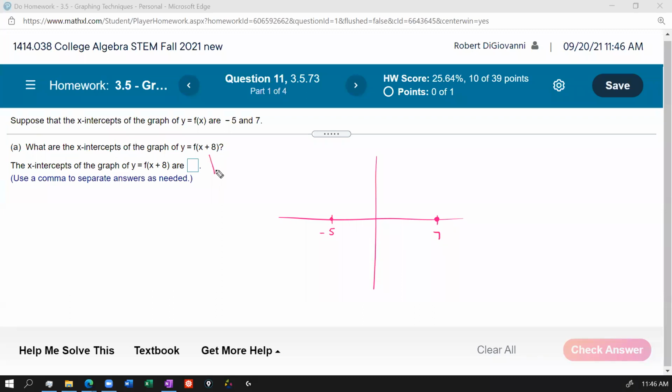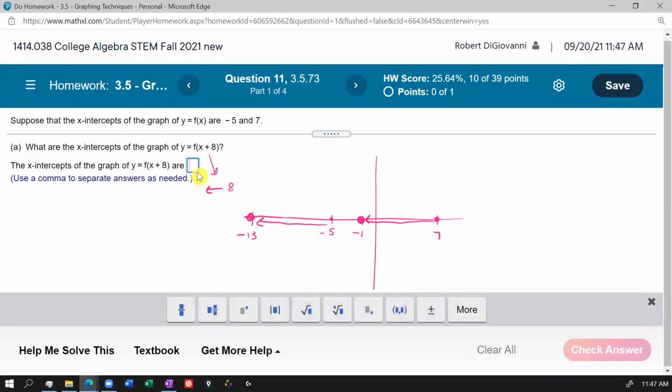So what does this do? This moves it to the left 8. So that means it's going to move this to the left 8, which would drop it off at negative 13. And this to the left 8, which would drop it off at negative 1. So these are the 2 new x-intercepts of the new graph. So we want commas between these: negative 13, comma, negative 1.